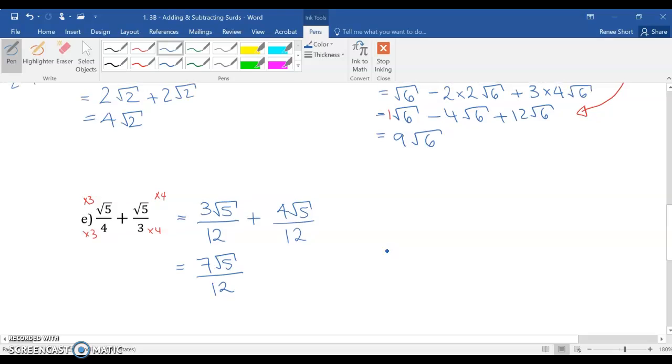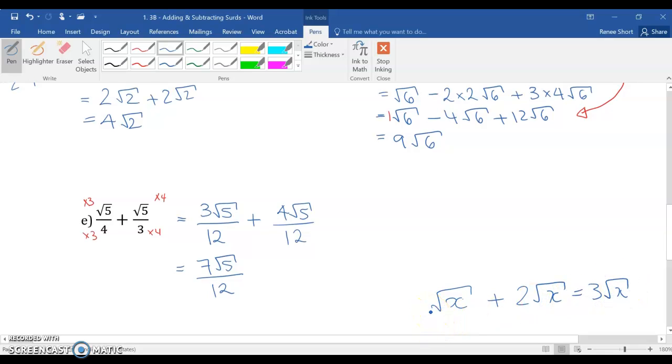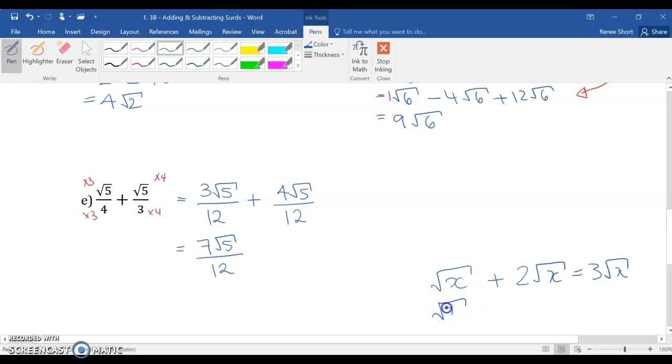I hope that was helpful to explain it to you. Remember that if you're going to add or subtract the surds, it needs to be the same number under the surd symbol. So I can add root x plus 2 root x and that's 3 root x. But if I had root x plus 2 root y, that would actually still end up being the same thing because I can't add root x and root y together. So just bear that in mind as you go through those questions.